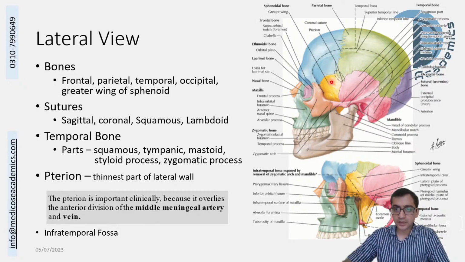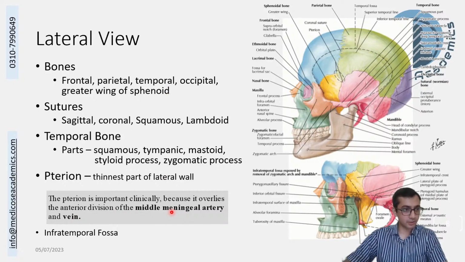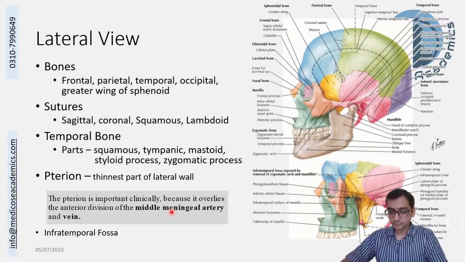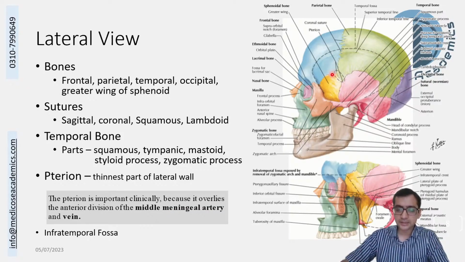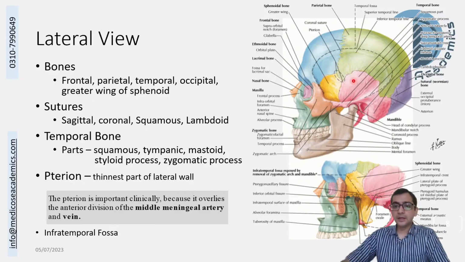Pterion is the most important part. It is the thinnest part of the bone. The anterior division of the middle meningeal artery passes behind it. Breakage leads to epidural hematoma, and it leads to compression of the precentral sulcus, precentral gyrus, so premotor and primary motor areas, and postcentral area also, because this is lying at the Sylvian point where the central sulcus meets the lateral sulcus.